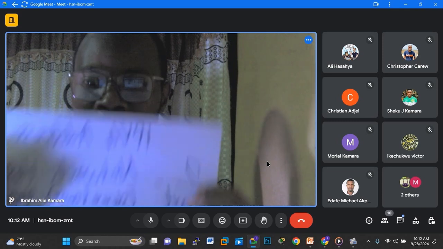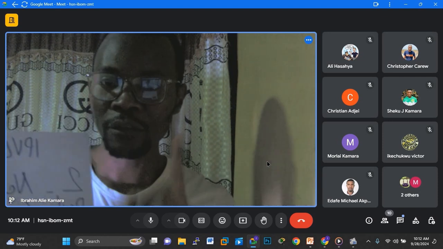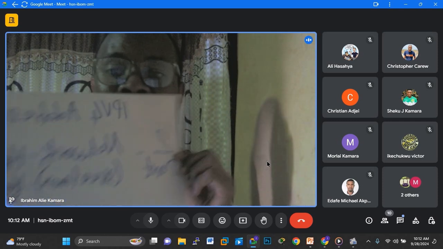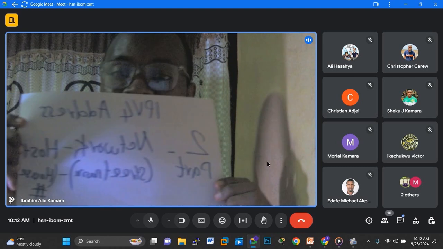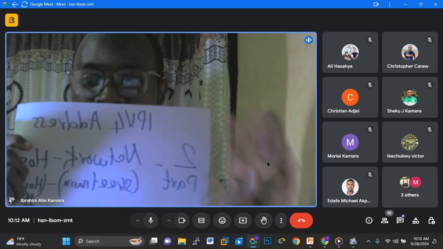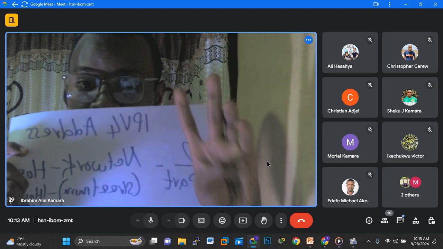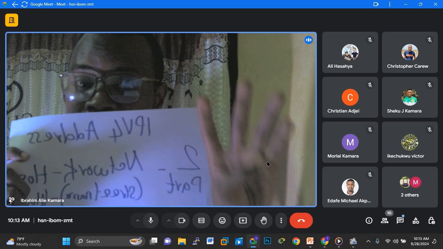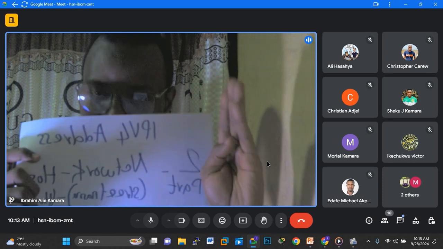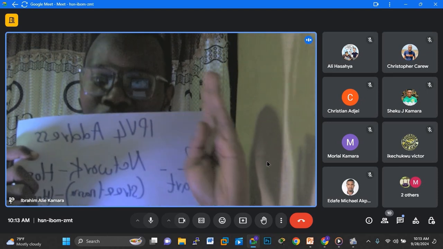Now, you can see the IPv4 address is divided into 2 parts. We have the network part and the host part. One thing you need to be aware of: an IPv4 address is 4 digits, each digit ranges from 0 to 255, the 4 digits are separated by a period, and the IP address itself has 2 parts. The first part is the network, and the second part is the host.